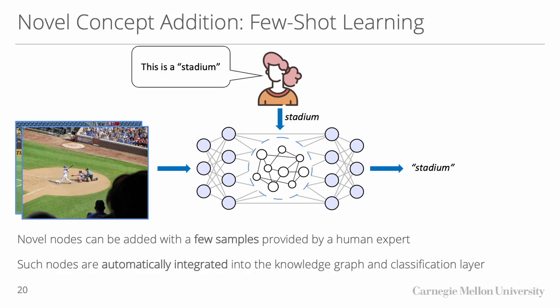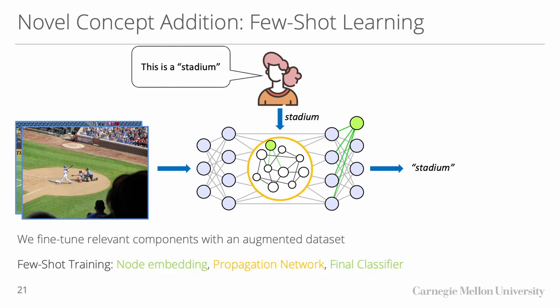After training, novel concepts can then be added by a human user by specifying the desired concept, for example, stadium, and providing a diverse set of 5 images that show how that novel concept is being utilized. We then automatically add and connect the novel concept to the knowledge graph and add an additional output node to our classifier. We then, in a sample-efficient manner, fine-tune the propagation network, train the node bias for the new node, and train the new weights in the final classifier in order for the new concept to be predicted.